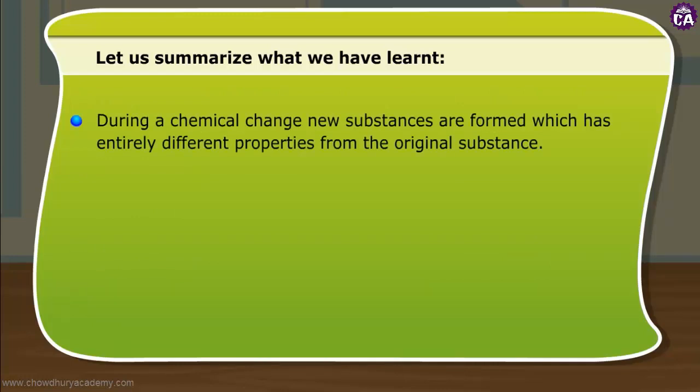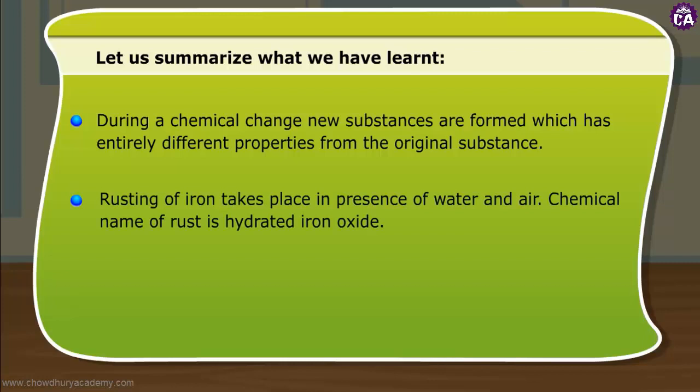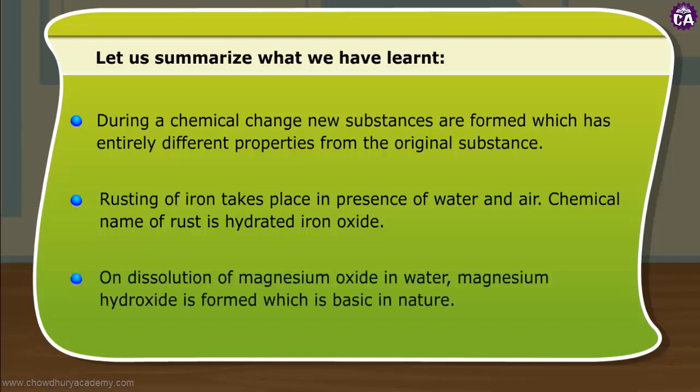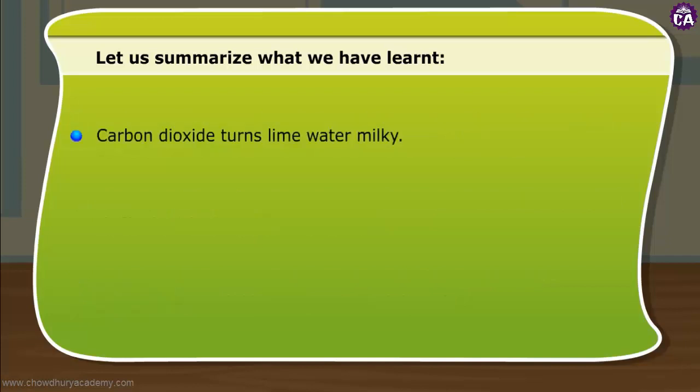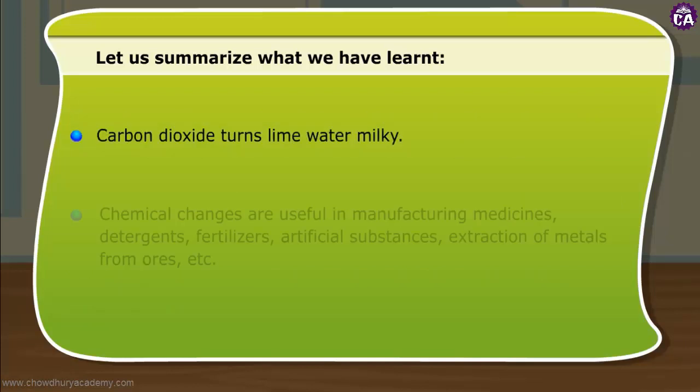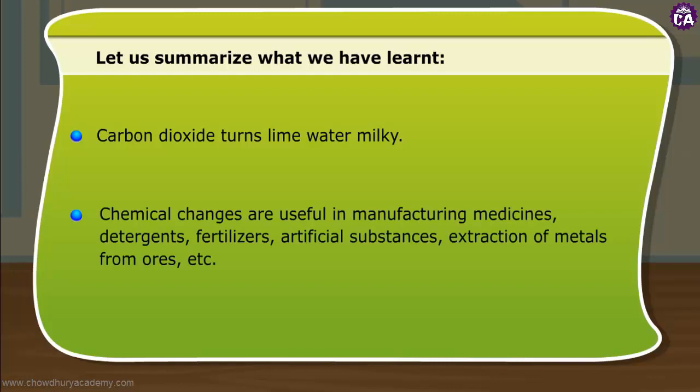During a chemical change, new substances are formed which has entirely different properties from the original substance. Rusting of iron takes place in presence of water and air. Chemical name of rust is hydrated iron oxide. On dissolution of magnesium oxide in water, magnesium hydroxide is formed, which is basic in nature. Carbon dioxide turns lime water milky. Chemical changes are useful in manufacturing medicines, detergents, fertilizers, artificial substances, extraction of metals from ores, etc.